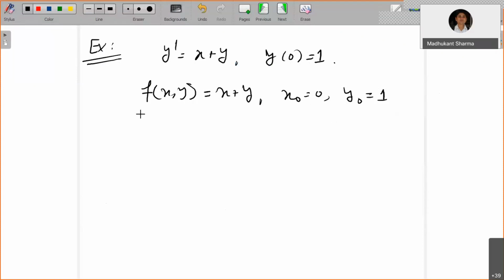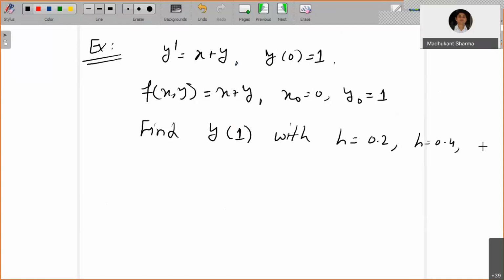Okay, so when you are solving on pen and paper, you can take 0.2 steps. So I want to find y at 1, with h equals 0.2, h equals 0.4, h equals 0.5, and h equals 1. So there are several step sizes we can take. For the case h equals 1, it is simple. So let me find that first.